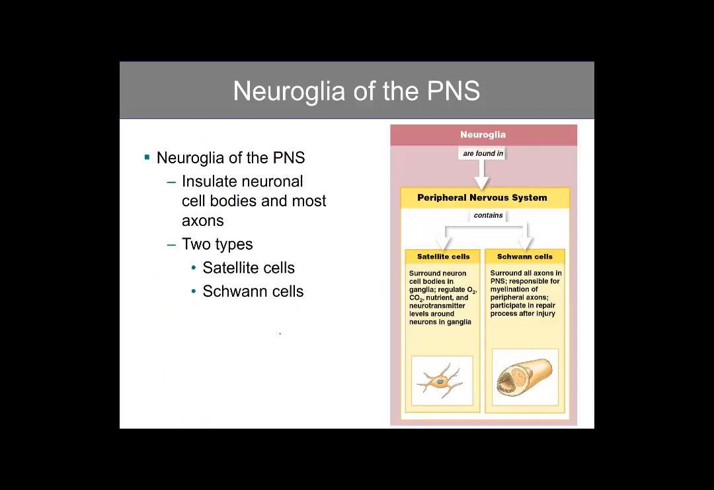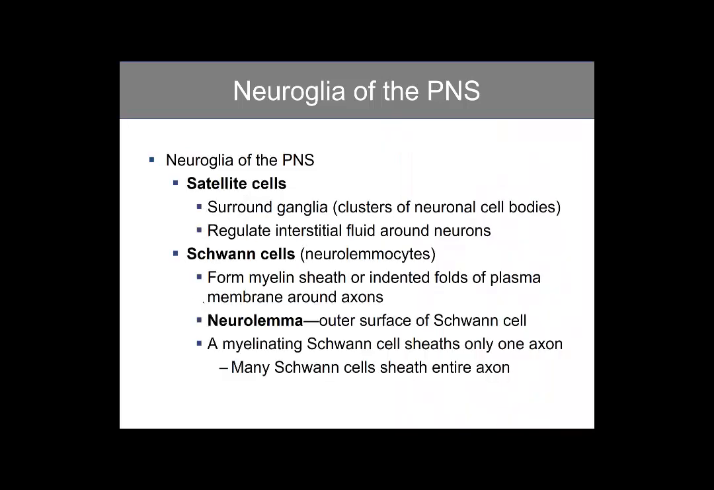Neuroglia of the PNS help to insulate neuronal cell bodies and most axons, and we have two main types. We have the satellite cells and the Schwann cells. Satellite cells surround the ganglia. Remember, ganglia are clusters of cell bodies within the peripheral nervous system. So the satellite cells surround them, just as satellites surround the Earth. And they work in regulating the interstitial fluid around those neurons.